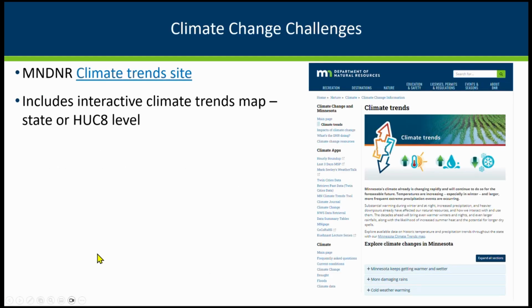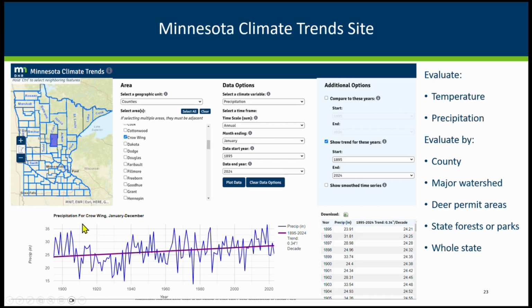We do have some resources online where you can learn more about some of these trends that we're seeing. On our climate trends page, we do have a link to some nice mapping information and data. On this climate trends site, you can look at a county or a watershed or even smaller areas, look at the trends for precipitation or for the temperature. Look at it over a longer period of time and see what's going on in your part of the state.